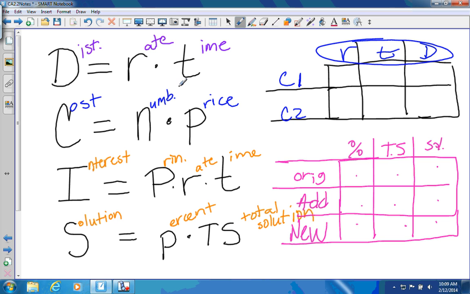Distance equals rate times time. Cost equals the number times the price. Interest equals the principal times the rate times the time, or sometimes just principal times the rate. And then a solution or a mixture equals the percent of some solution times the total solution. And I'll pause here and give you a moment to write all that down.